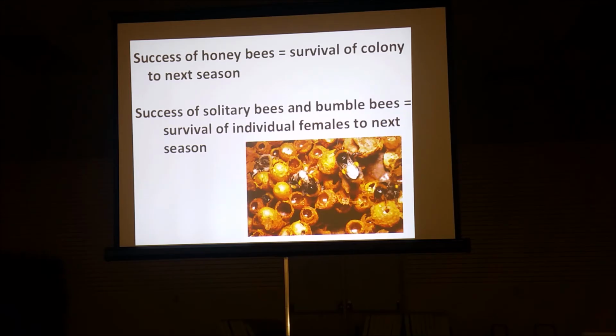But the success of the colony is how honeybees measure their success. If you've got a swarm and it gets established, that's good. On the other hand, the success of the solitary bees and the bumblebees is the survival of individual females to the next year. So if you were in charge of a honeybee colony, you'd ask, how much honey do we have? Because to survive to the next season, you've got to have enough food to feed them all year long. And we've discovered that we can steal. They make more than they need, so we take it from them.